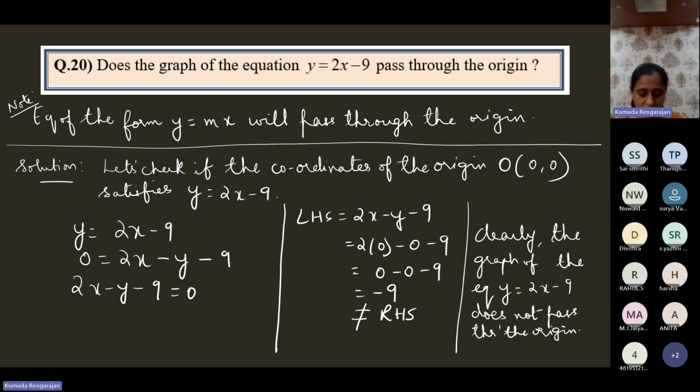Am I clear, children? See, if it is an MCQ or a question where you just have to answer yes or no, then you can just get the answer by looking at the equation. The constant is not 0. So the graph of this equation will not pass through the origin. Finished.